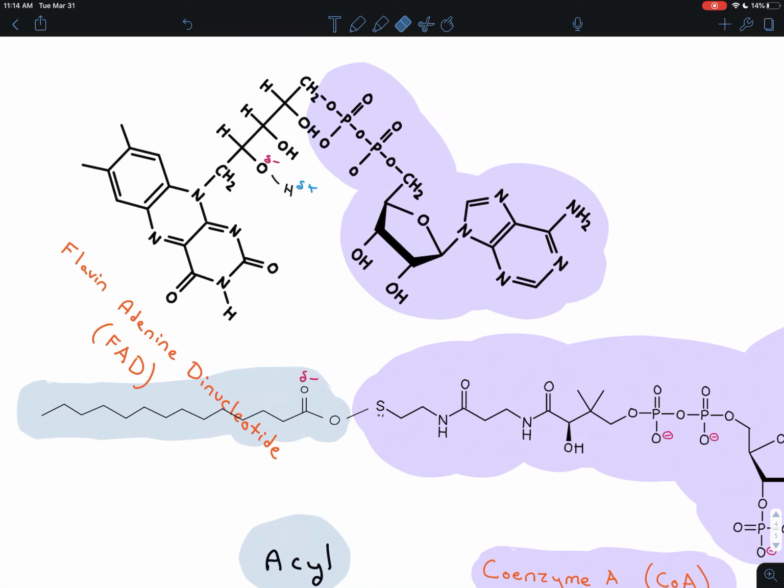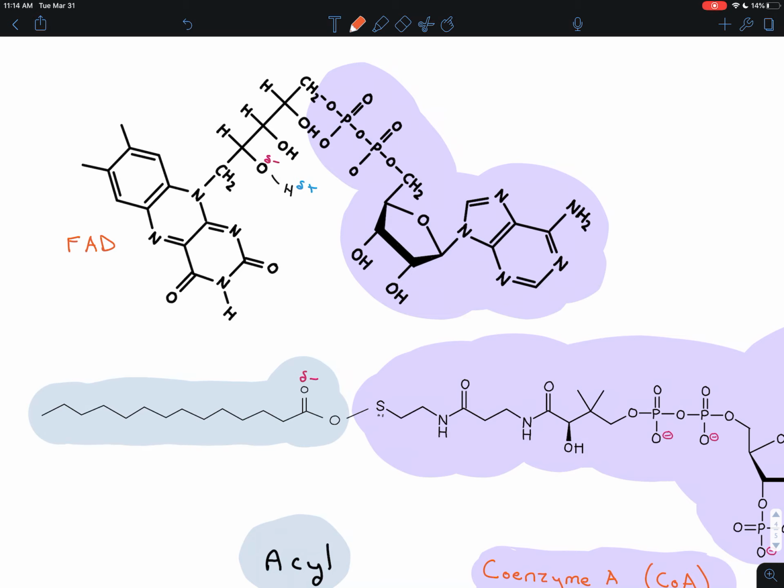And let me just get rid of this for a second. I'm just going to, just so that's not as distracting. And I'll just put FAD here, so we remember what that is. But notice that this hydrogen is slightly positive, this oxygen slightly negative, and a hydrogen bond.